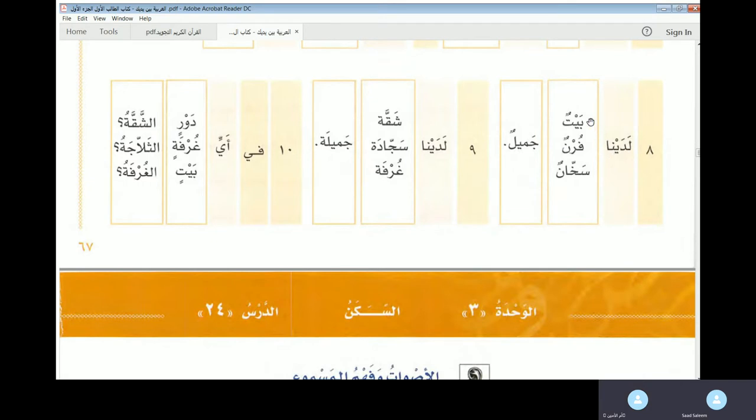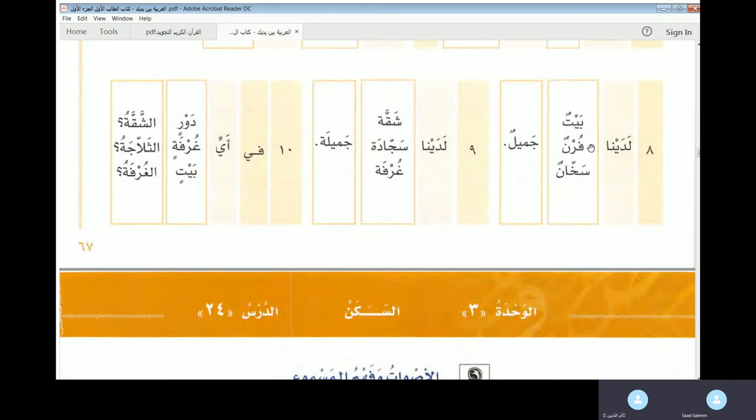Ladena bayt jamil. I forgot what ladena means. We have a house, a beautiful house.